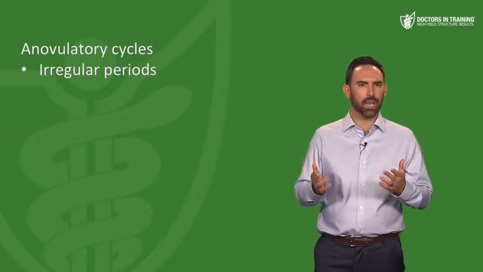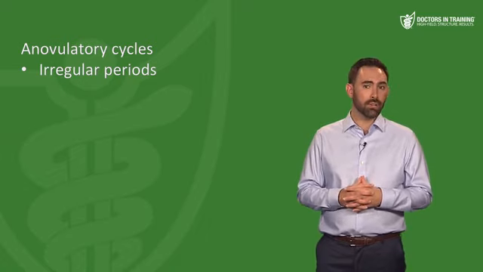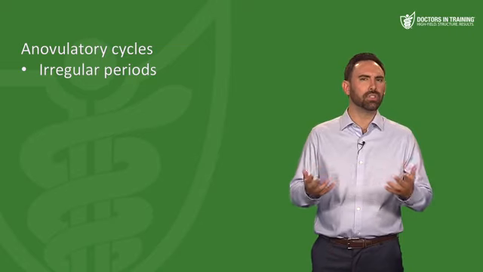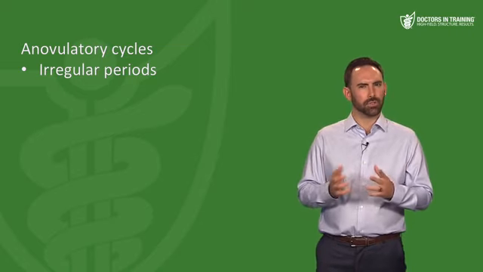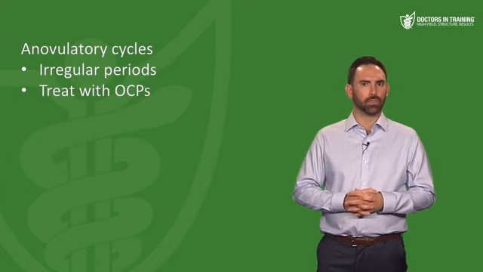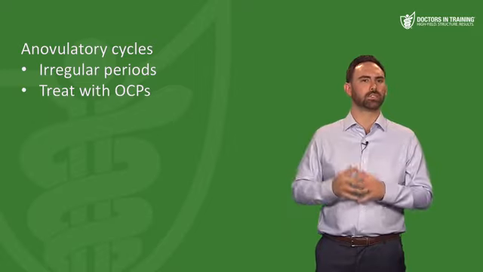So if you have a young patient, 13 or 14 years old, and she's complaining of irregular periods, think about anovulation due to this phenomenon. You still need to do a pregnancy test, but consider the possibility of anovulatory cycles. The treatment for anovulatory bleeding is usually oral contraceptive pills to regulate the cycle.